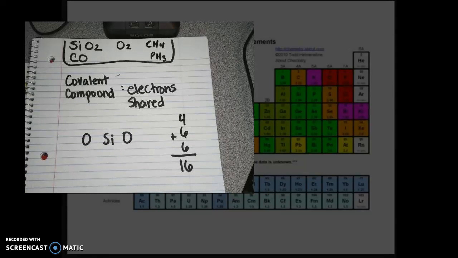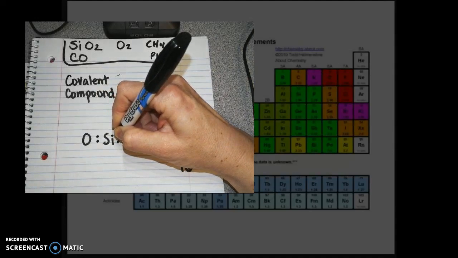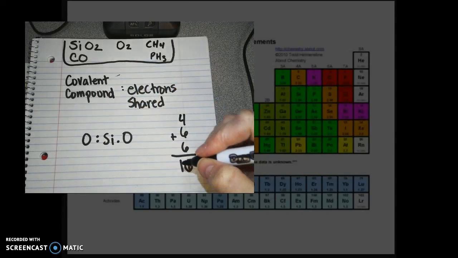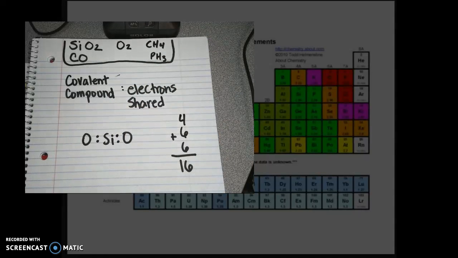And remember that the magic number is 8. So it's important that all of them have 8 around them in some way, shape, or form. So the easiest place to start is between the silicon and the oxygen. Now, in this case, electrons tend to form pairs. So we put those 2 on either side of the silicon. Okay, those are the 2 that show us 1 bonding pair. That gives us 14 more.